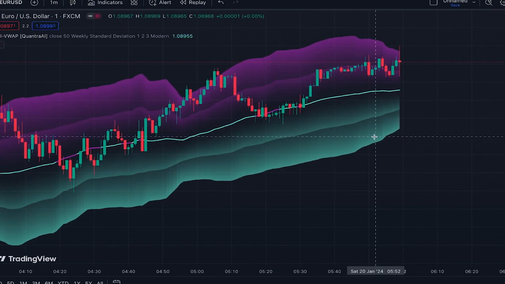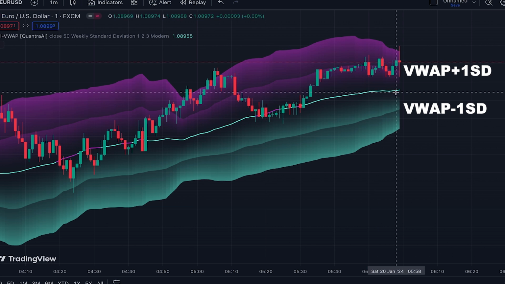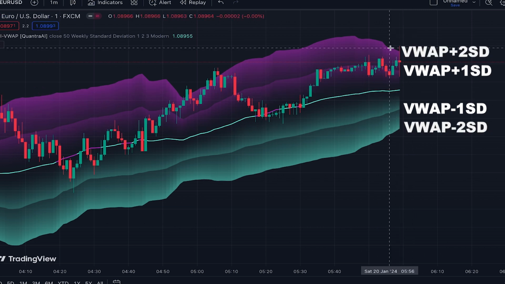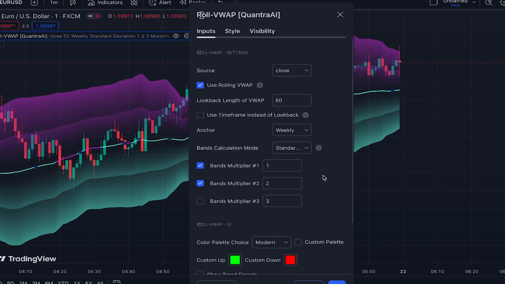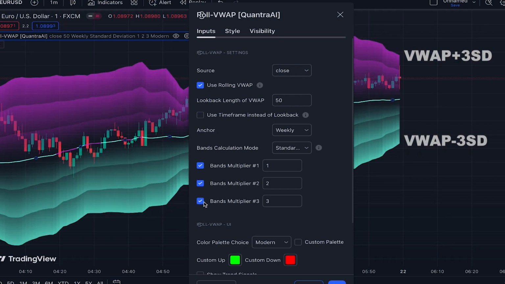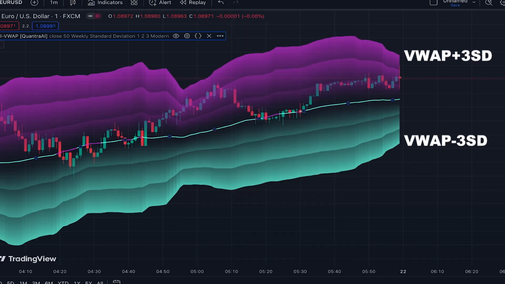These lines above and below the VWAP line are based on standard deviation. These two lines are one standard deviation from the VWAP line, and these two lines are two standard deviations from the VWAP line. We can also add 3 standard deviation bands to the chart here in the settings of the indicator with the help of this option, which you can use depending on the trading strategy that you're going to use.